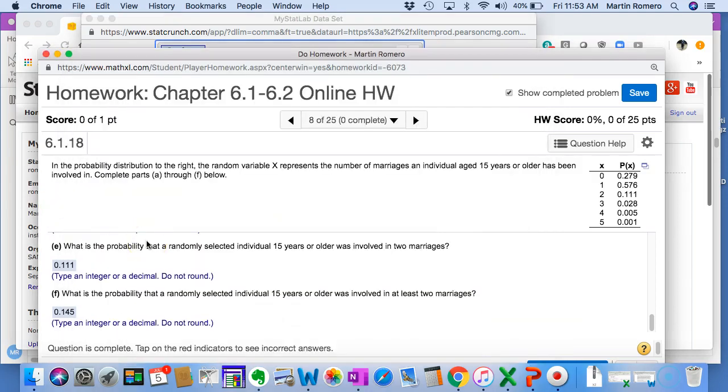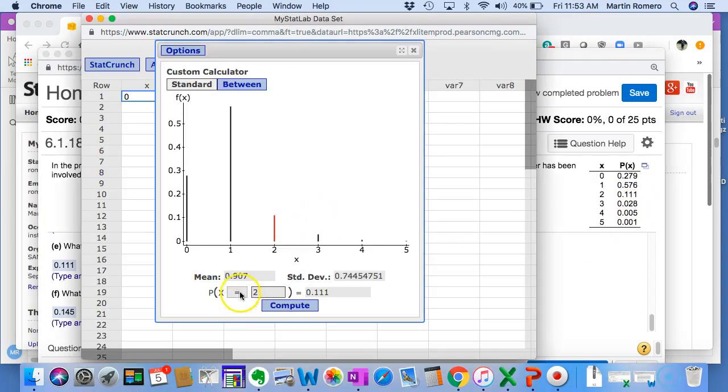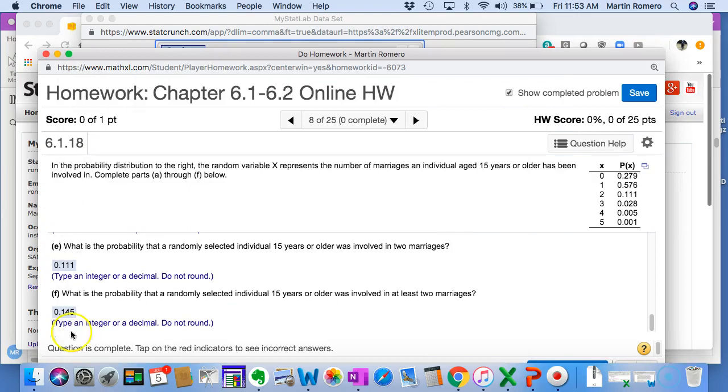The next question is, what's the probability the individual was involved in at least 2 marriages? So that's 2 or more. So you would add up all of these values, or on your custom calculator, you do greater than or equal to 2, and you get 0.145 right here. So that's how you would use the custom calculator for those probability distributions, means, expected values, and standard deviations.